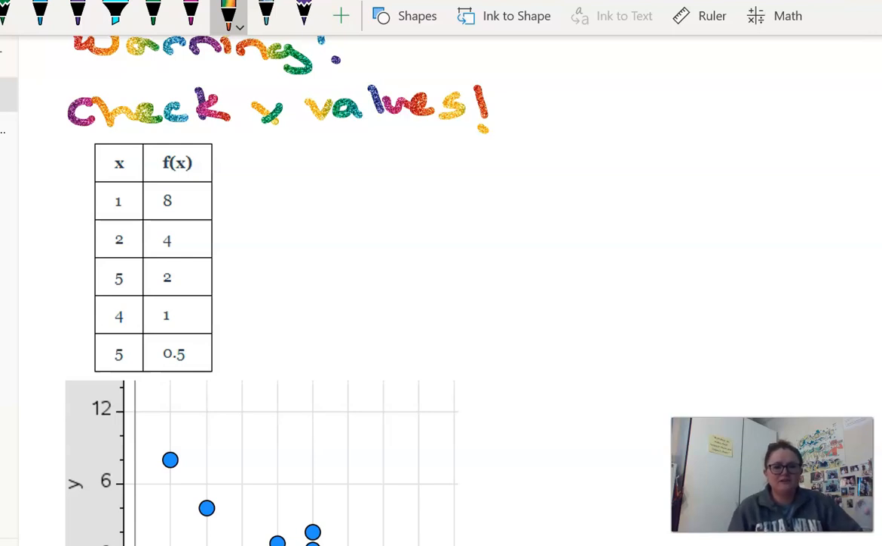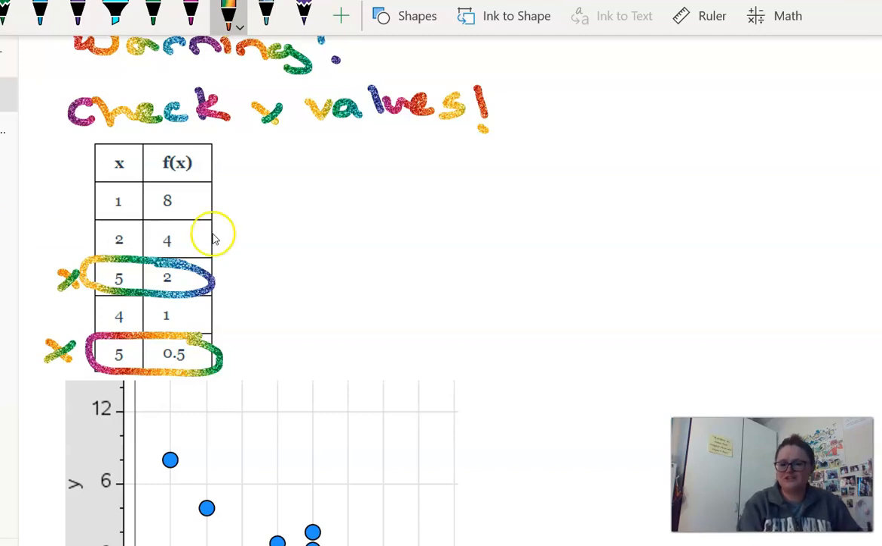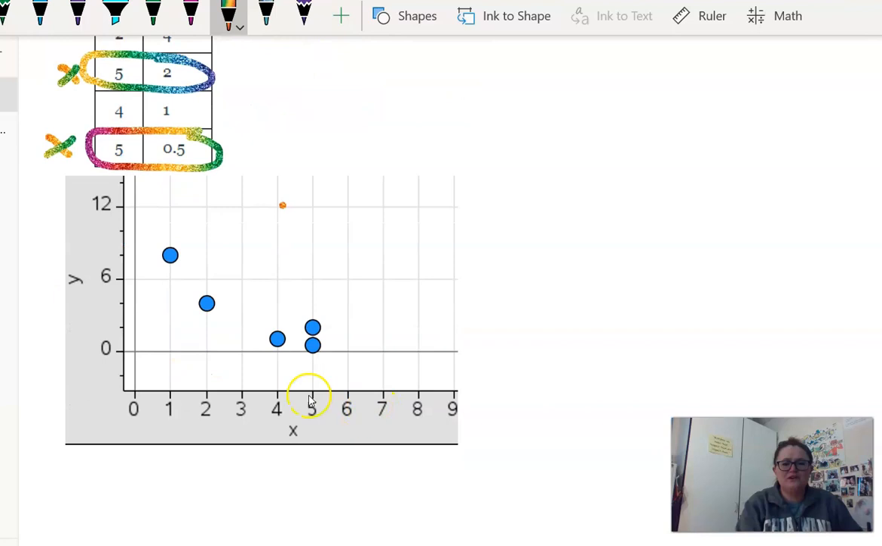If we look here, this relation, 5 goes to 2, and then over here 5 goes to 0.5. That's not a function. You can't have x repeat itself. So you just have to watch, because I think it's almost tricky the way that it happens. And then what you would see if you were to graph that is, I can't graph it as a curve because it wouldn't make a curve, because right here where the 5 is, you'd have 2 dots stacked on top of each other. That's no bueno. You can't do that.